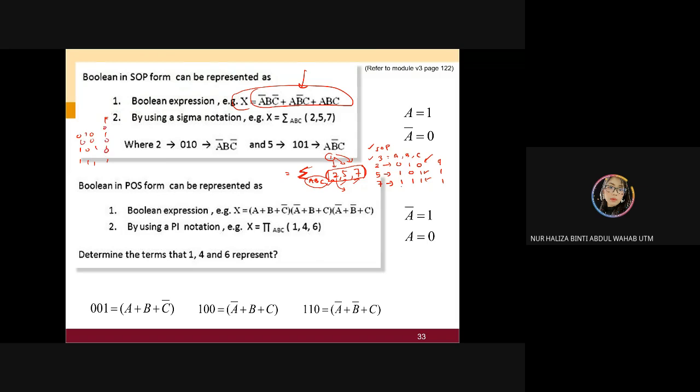And from this, what is basically your Boolean expression? From here, you're going to see this A is 0. For SOP, it's going to be A bar. B1 is B, C0 will be C bar. Plus, second, A, B bar, C. Third, A, B, C. So any question from this? Easy, right?